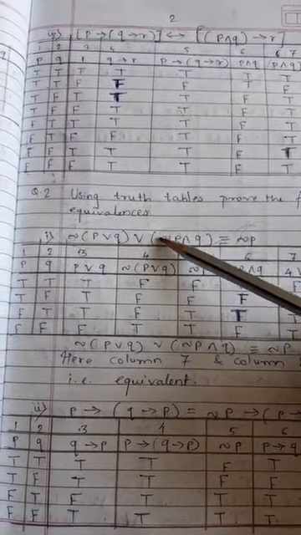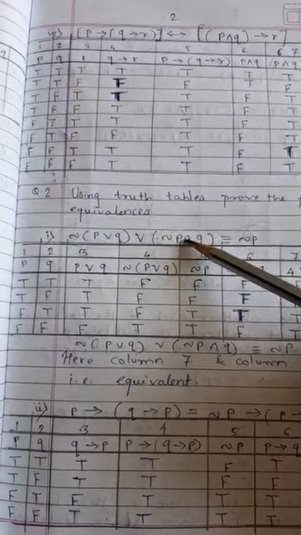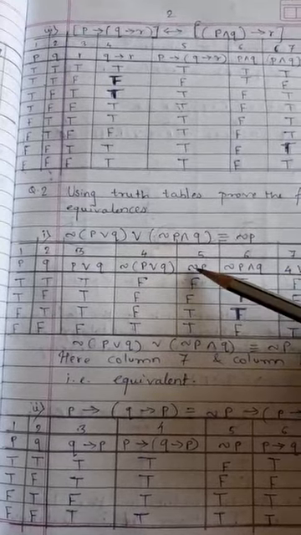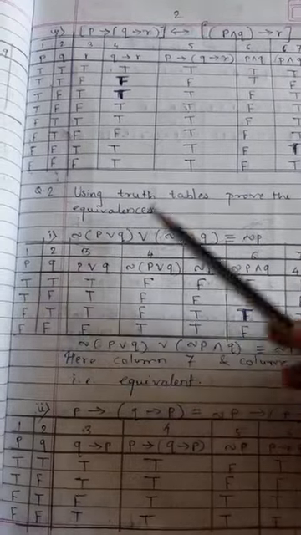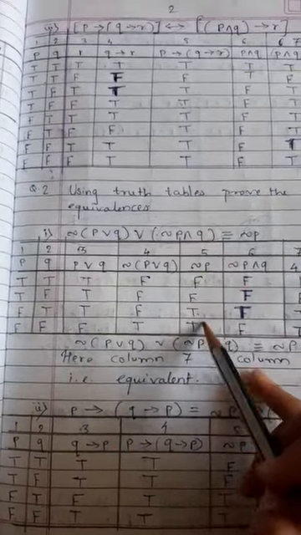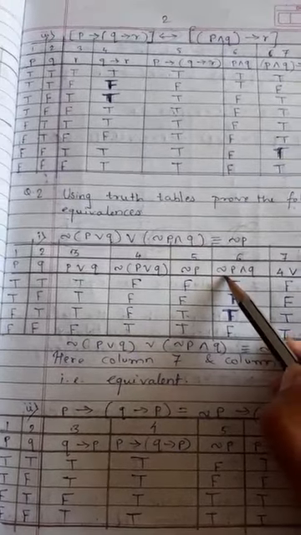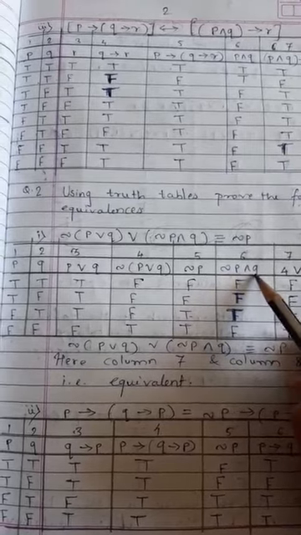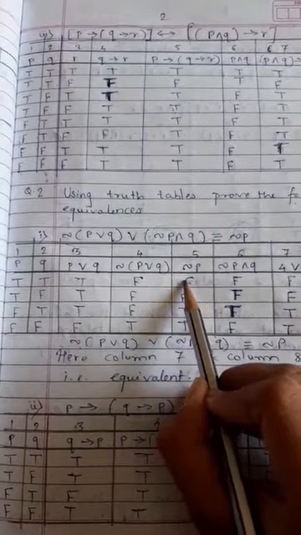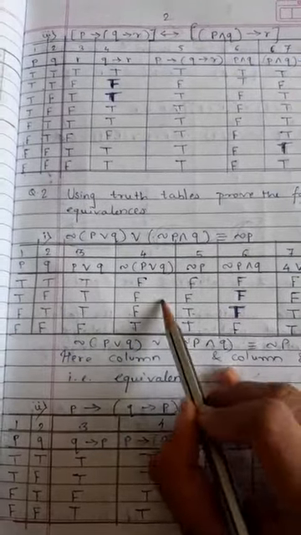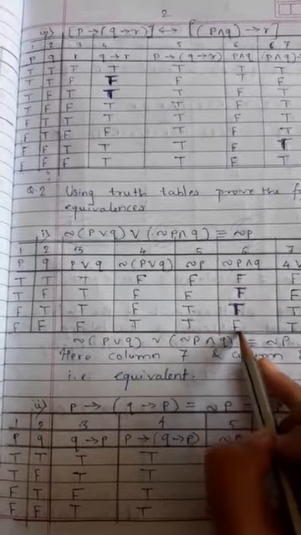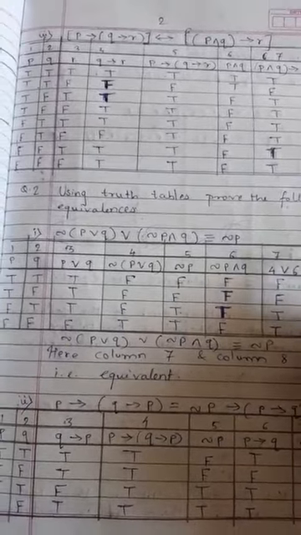Next, we have to take the negation of (negation P and Q). So first we will find negation P. Negation P is F, F, T, T. Its negation will be T, T, F, F. Next, negation P and Q: F and T is F, F and F is F, T and T is T, T and F is F.